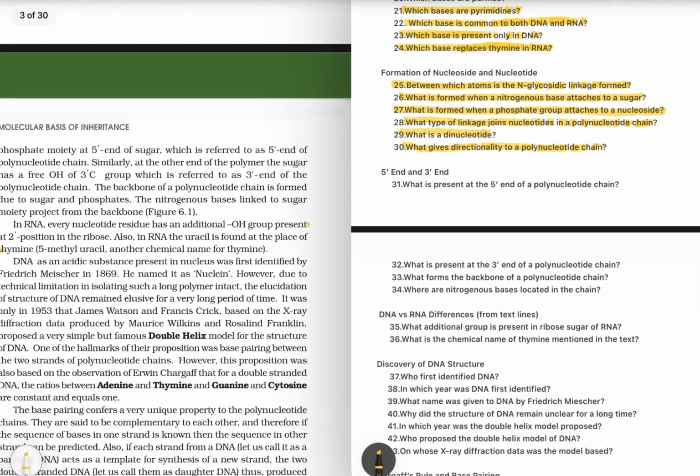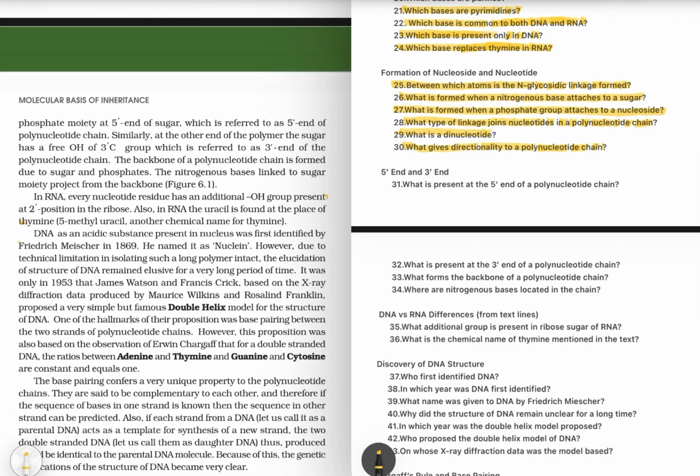What is present at the 5' end of a polynucleotide chain? A phosphate moiety is present at the 5' end of the sugar in that chain. What is present at the 3' end of the polynucleotide chain? At the 3' end, there is a free OH group on the third carbon.